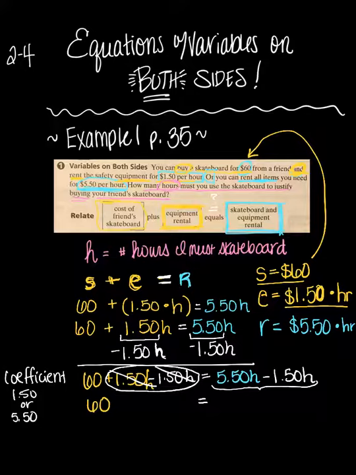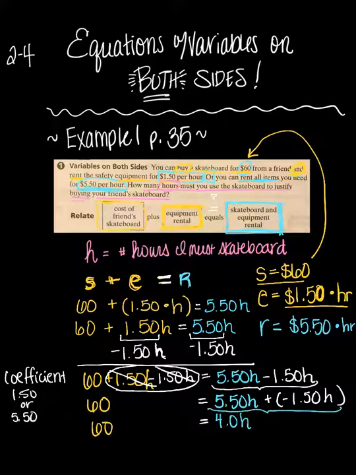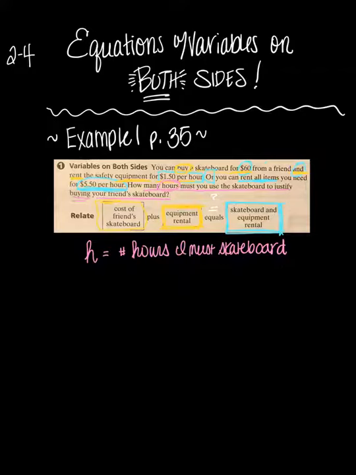This is the same thing as 5.50h plus a negative 1.50h. So 5.50 minus 1.50 hopefully will give you, all right, so I get 4.0h when I combine these like terms. And then I need to still get h by itself. So recognize that 4.0h is the same as 4 times h. When I have a number beside a variable, it's the same thing as multiplication between the number and the variable.